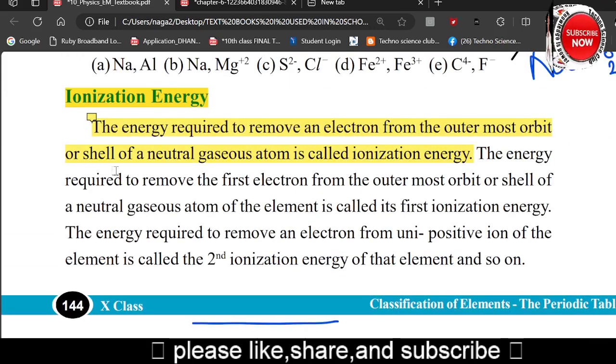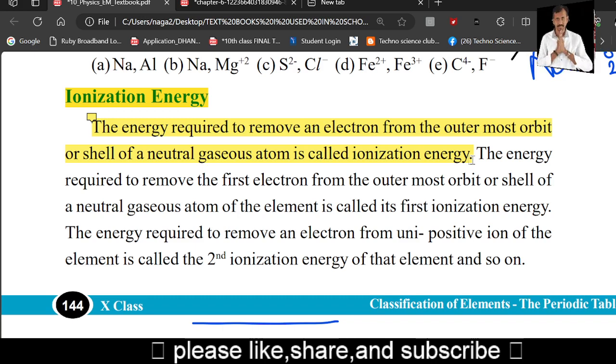First of all, the definition of ionization energy: the energy required to remove an electron from the outermost orbit or shell of a neutral gaseous atom is called ionization energy. Ionization energy is the energy required to remove an electron from the outermost shell, that means the last shell of the atom.